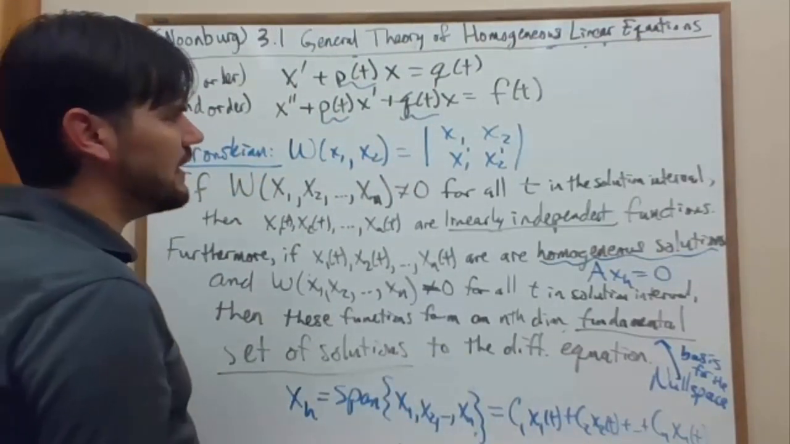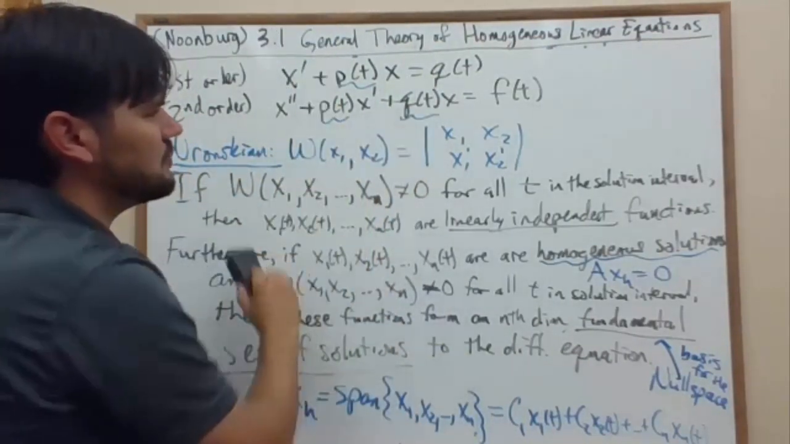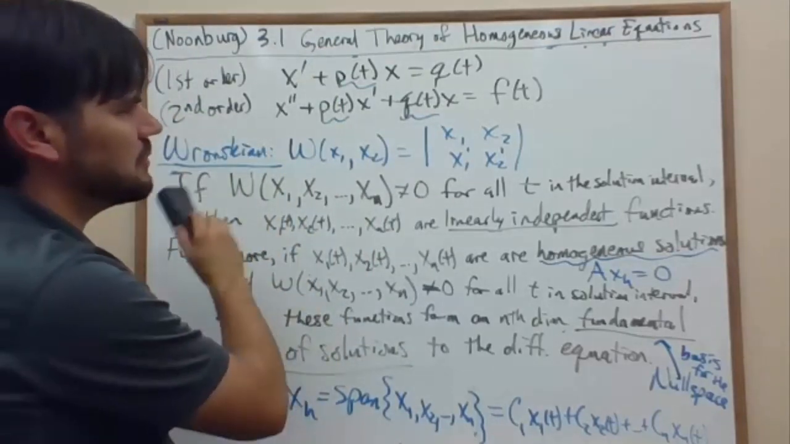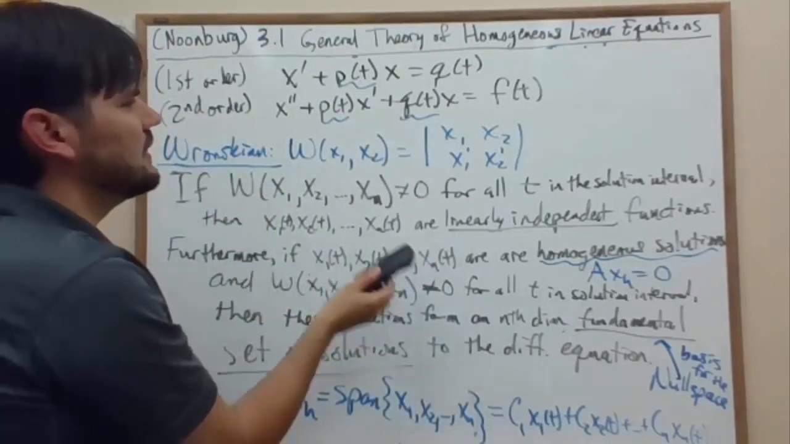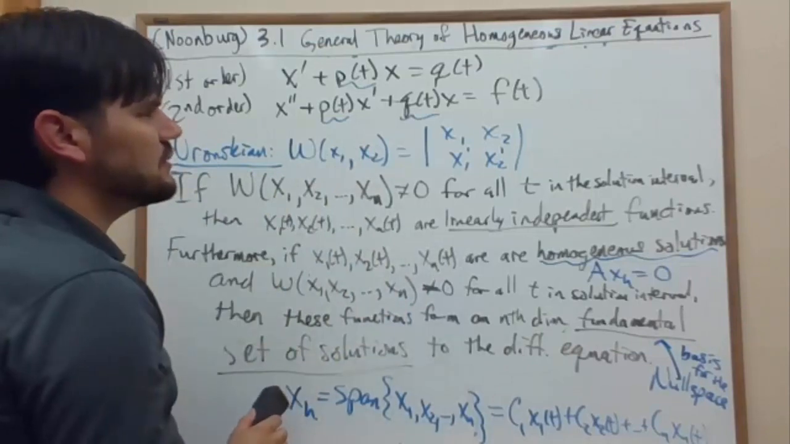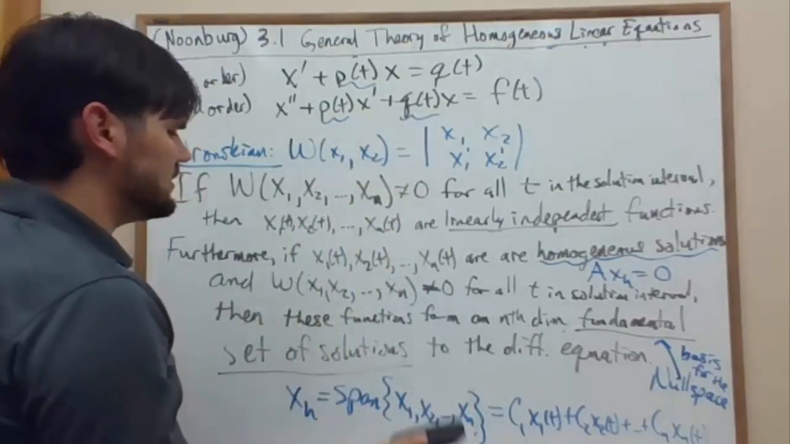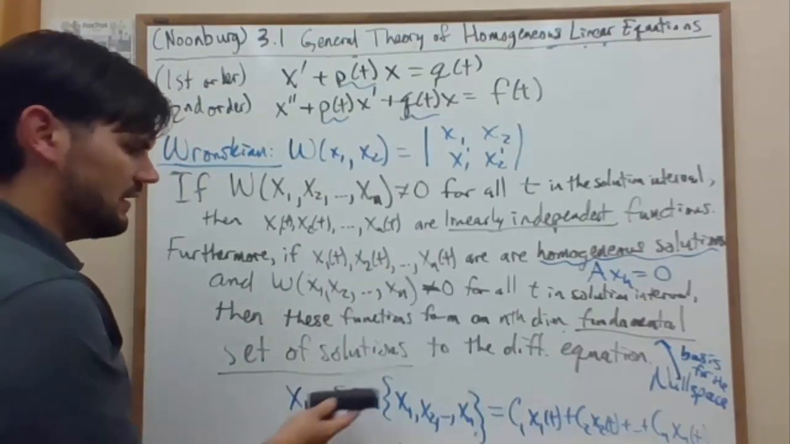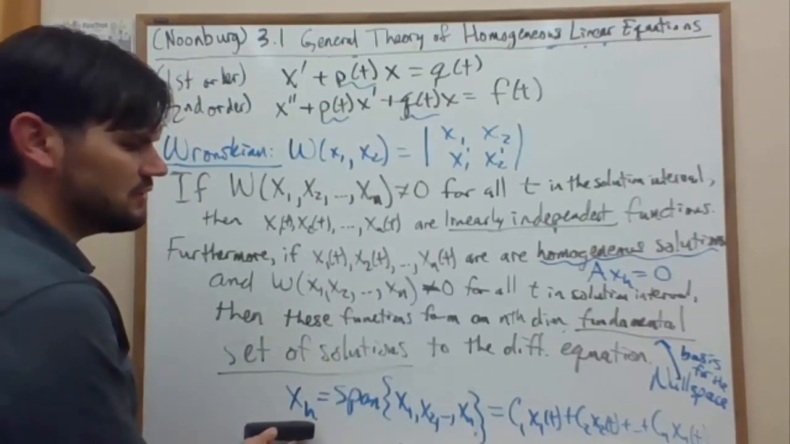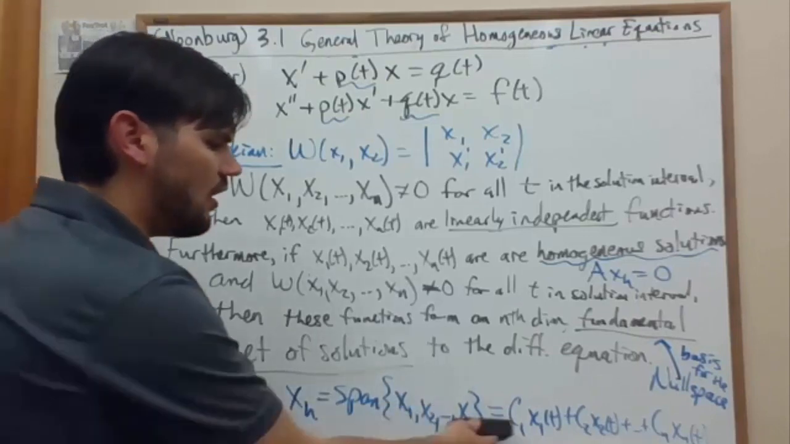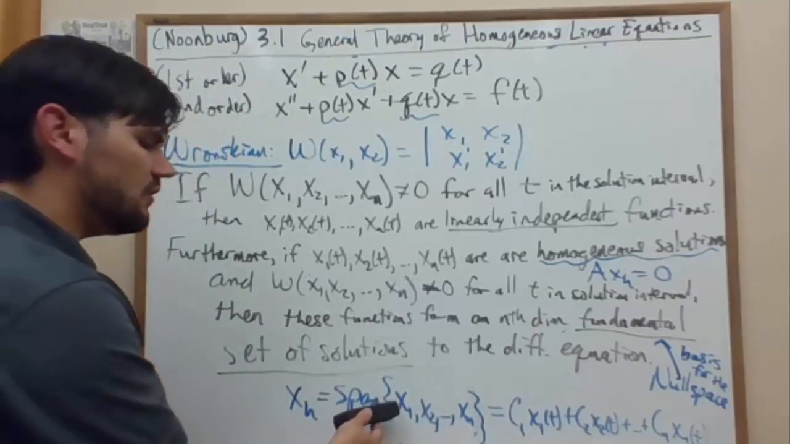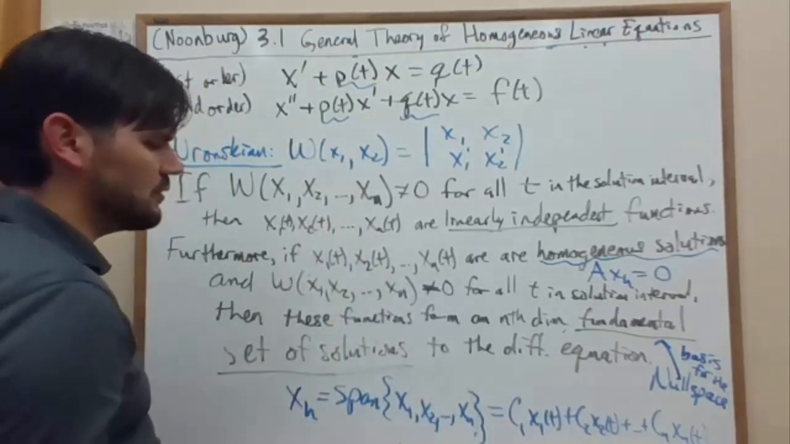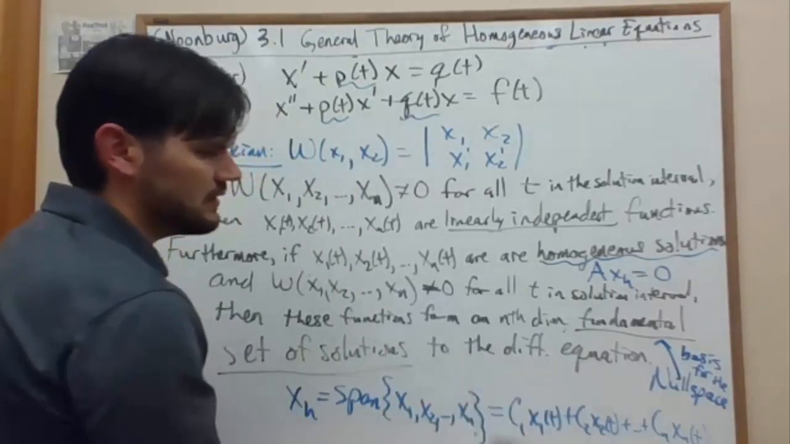So again, we're going to find a two-dimensional problem, second order problem. We're going to find two solutions to it, check to see that the Wronskian is not 0, and then write down our solution space, our x of h, homogeneous solution, as the span of all combinations of those two pieces, c1 x1 plus c2 x2.